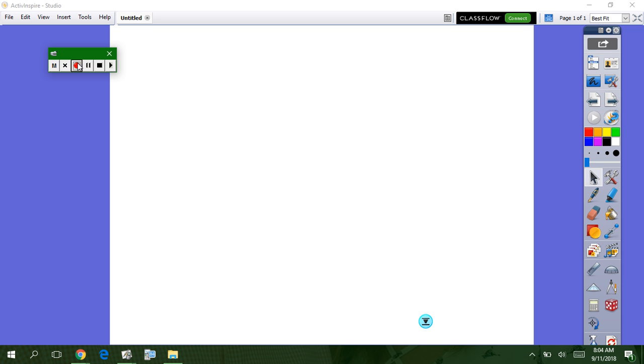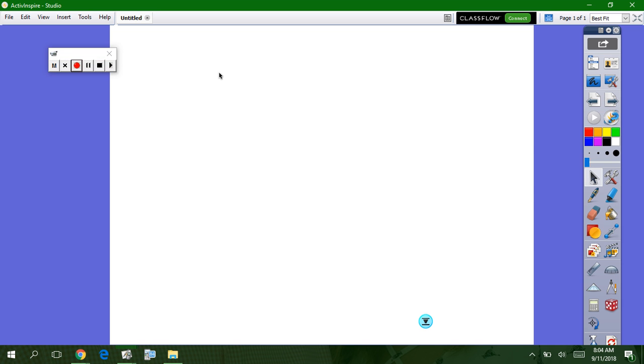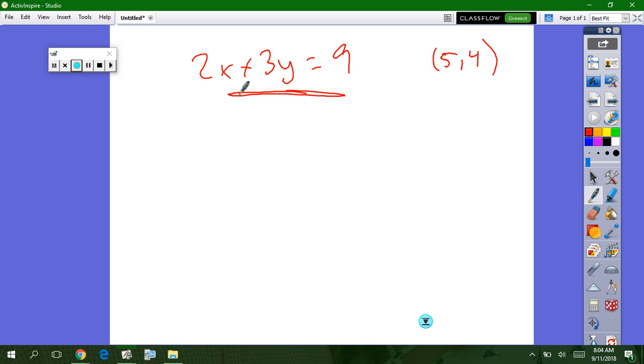So let's actually go with this problem up here. Let's say I have 2x plus 3y equals 9. Okay? And I have another point. Let's say the point's (5, 4). And I say, okay, I want something that is parallel to this line that goes through this point. I want to write an equation.